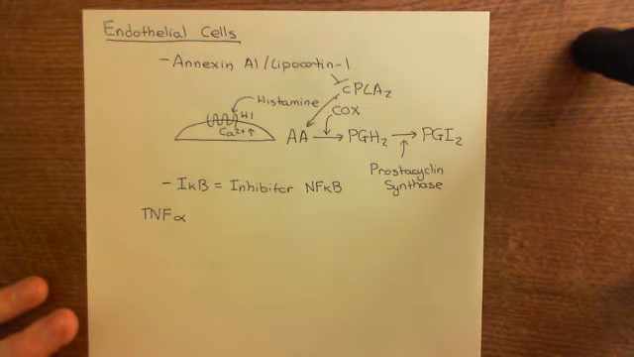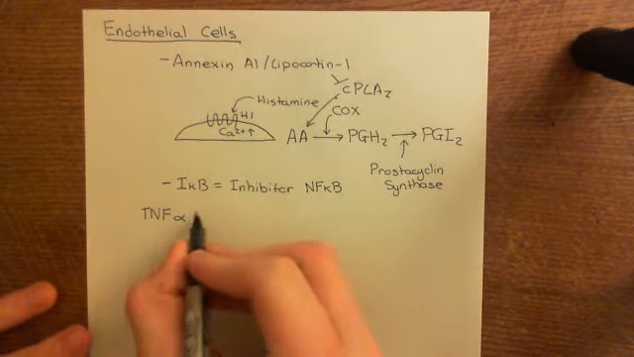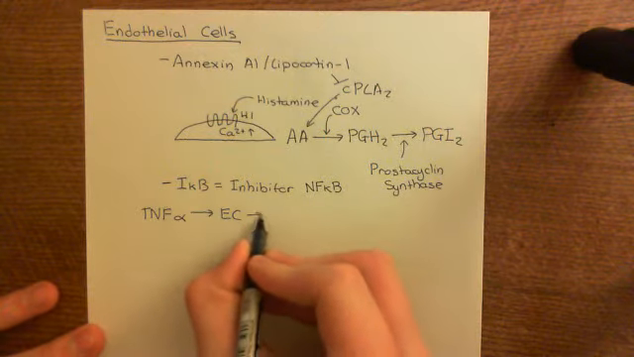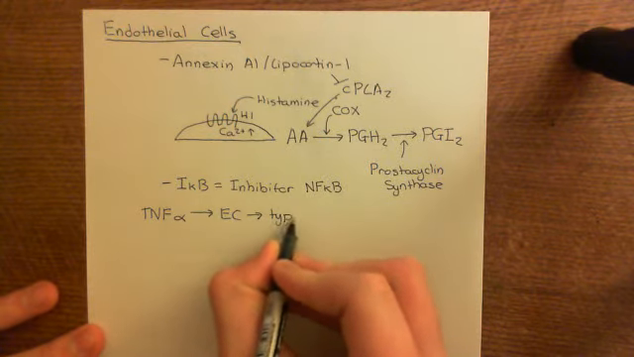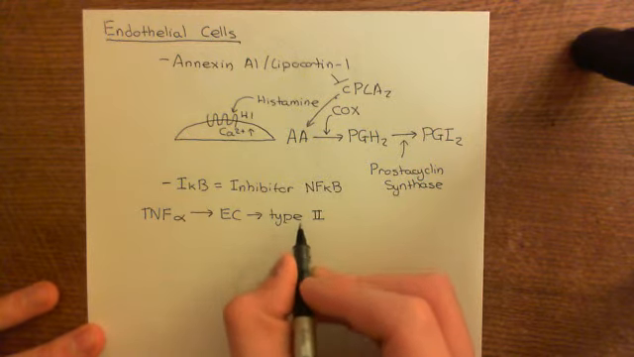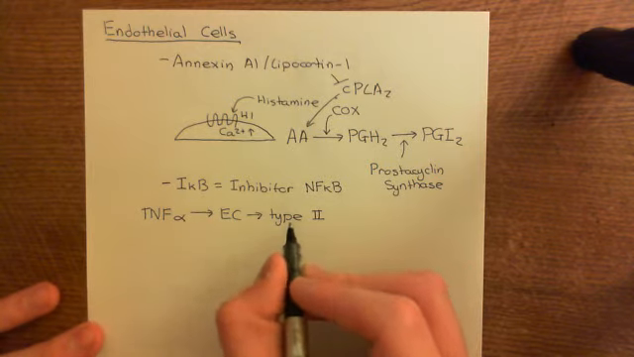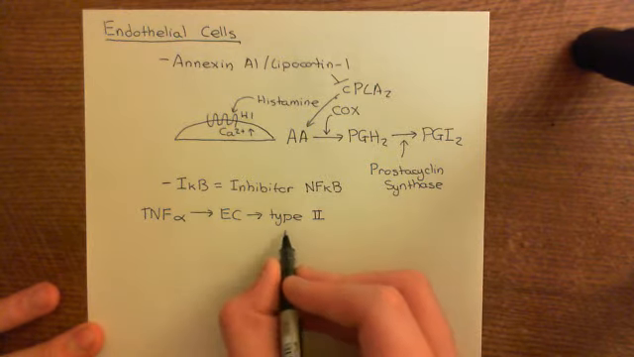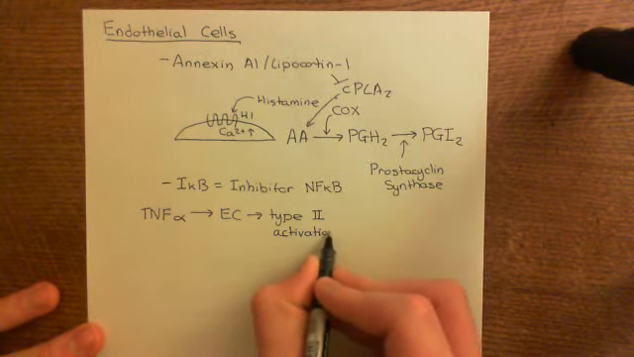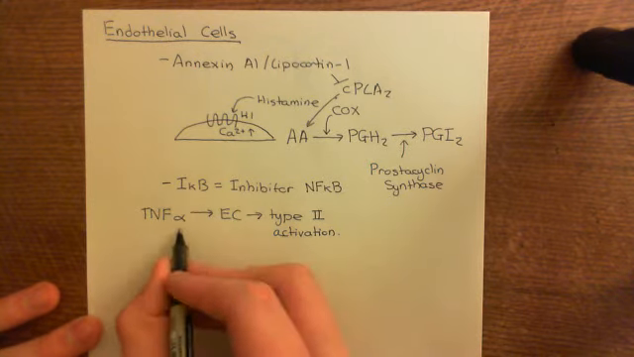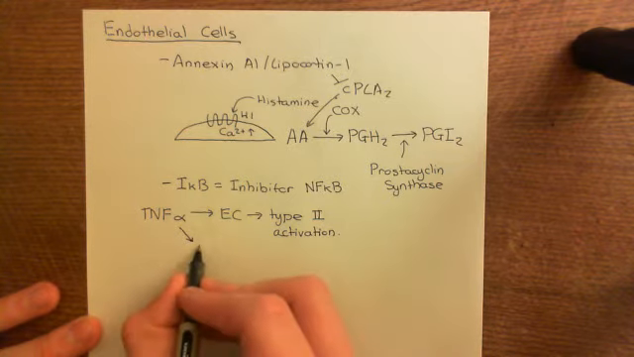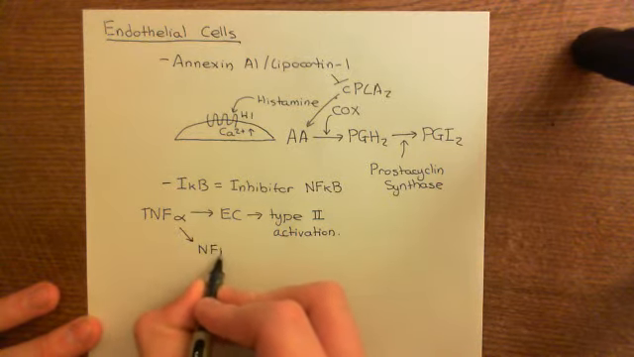So the tumor necrosis factor alpha, remember what it did? It went to endothelial cells, okay, and produced type 2 activation. And the importance of this, remember, was that it meant that the endothelial cells could then recruit a whole new repertoire of white blood cells, and specifically they started bringing out these T helper 2 cells. Now, in order to generate type 2 activation, what happens is the tumor necrosis factor alpha within these endothelial cells is going to lead to the activation of the nuclear factor kappa B.